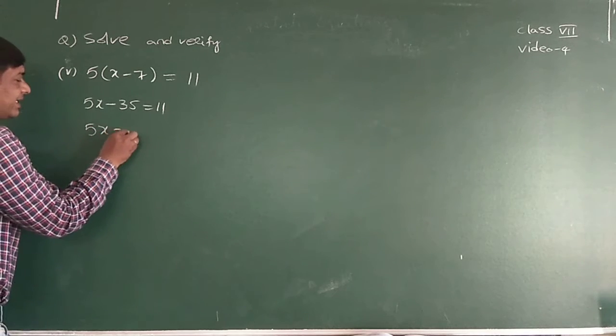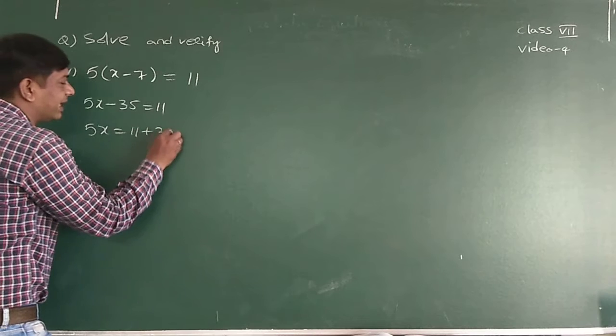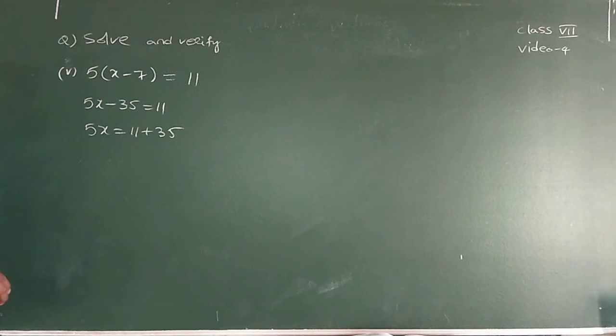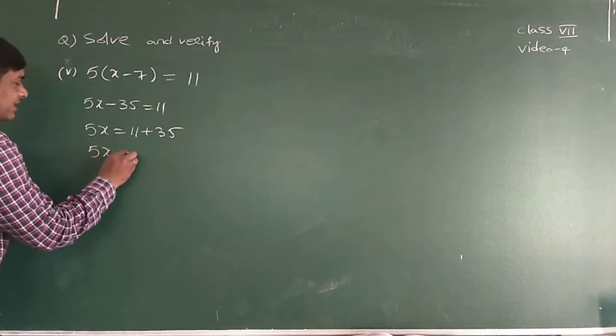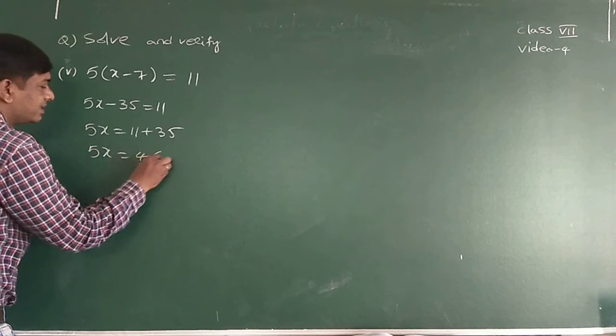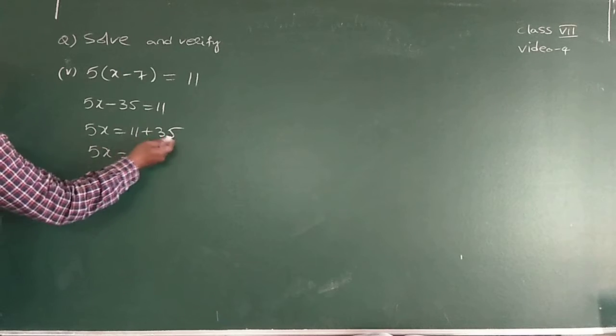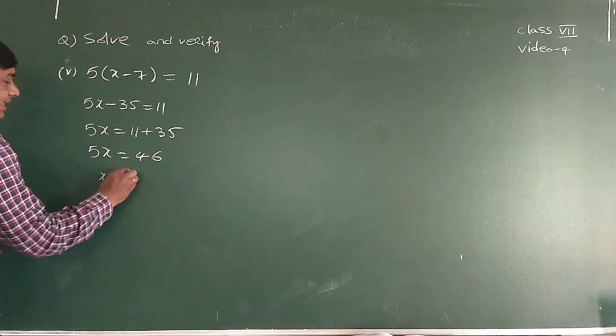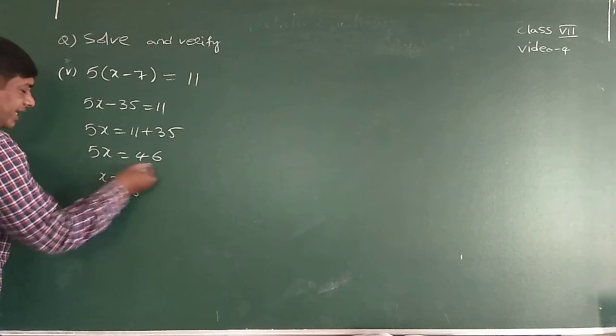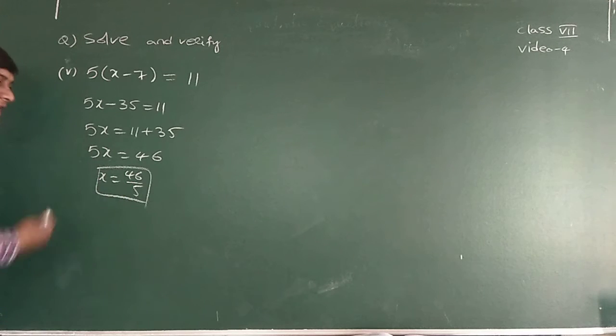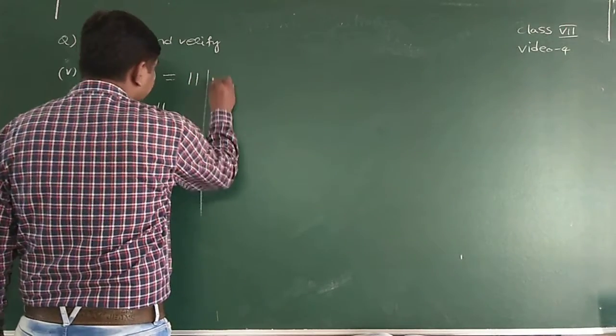Now 5x is equal to 11 plus 35. Now 5x is equal to 46, since 11 plus 35 is 46. X is equal to 46 by 5. I don't get exact cancellation, so that is the answer. Now verification.